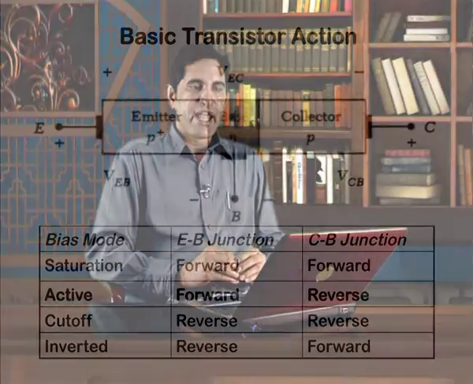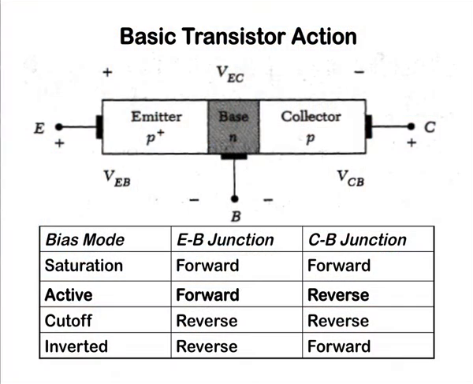In this active mode, the first junction is forward biased and the second one is reverse biased, and this mode we mostly use for amplification purposes. In the third mode, the first junction is reverse biased and the second junction is also reverse biased. In this condition we have very small current, and this is called the cutoff region. The fourth one is the inverted mode. This is similar to the active mode. Generally this mode is not used for practical applications.